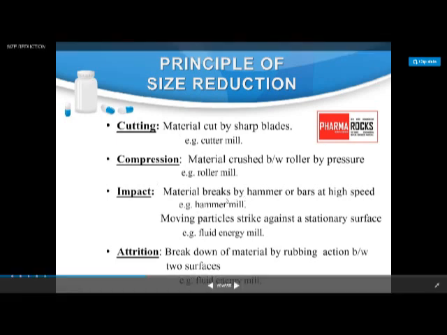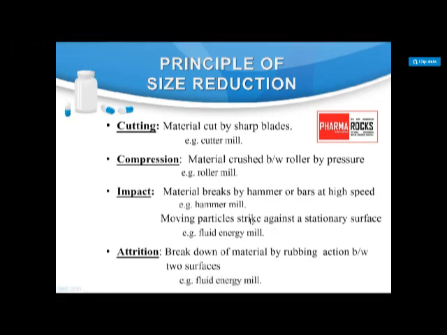That means the material's moving particle strikes against a stationary face. Imagine there is a wall, and on that wall we are throwing some stones or the material which we have to break. The stationary surface is there and the particle is moving. We are bombarding that particle on the wall, and due to that the material is going to break. That is called impact. So the face surface will be stationary and the particle will be a moving particle.